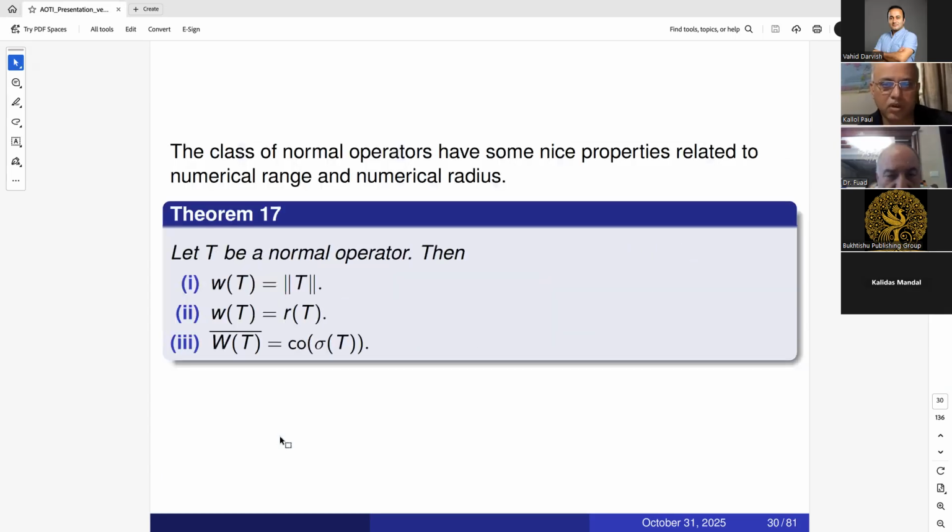So the class of normal operators has some nice properties: w(T) equals norm T, w(T) equals r(T), and the closure of W(T) equals the convex hull of the spectrum of T. All those properties have a very special role in the theory of numerical ranges and numerical radius inequalities, and they are classified as different classes of operators. I am not getting into that.